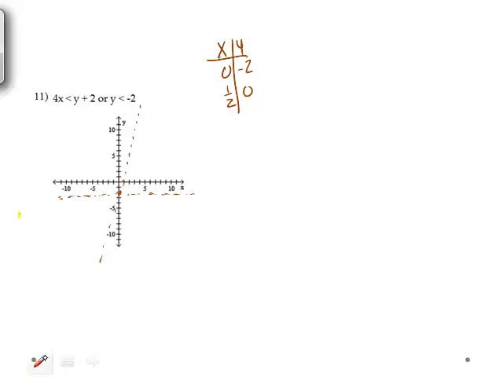Choose a point that's not on either line. 0, 0 works. Is 0 less than 0 plus 2? Yes. Is 0 less than negative 2? No. So we're on the correct side of the first line, but the wrong side of the second line puts us in the third quadrant here. Next one.